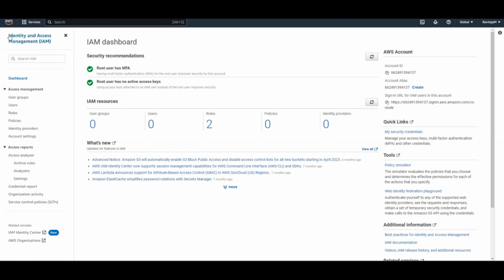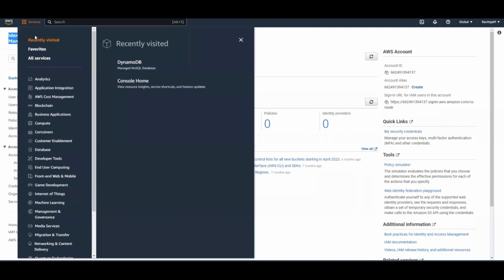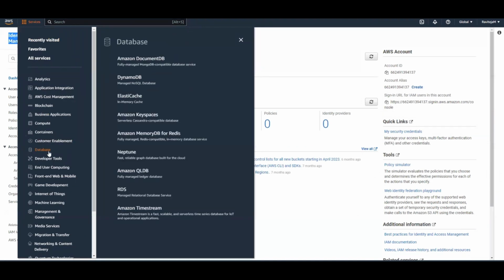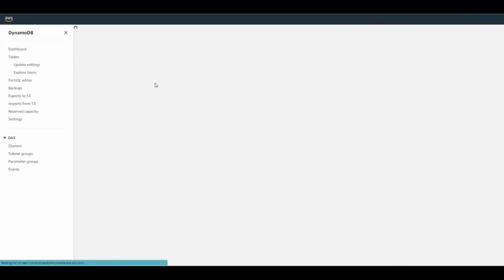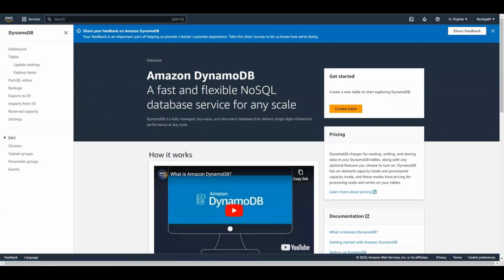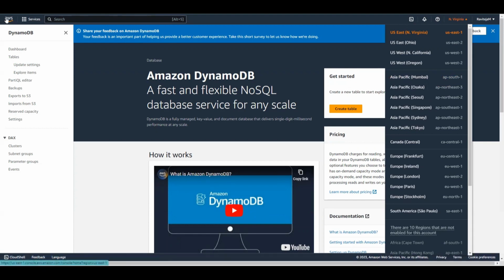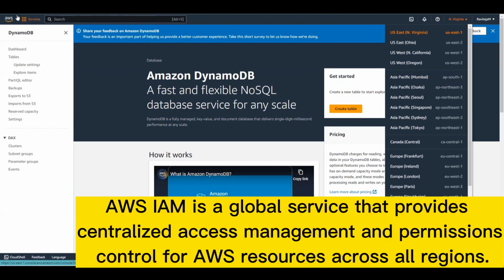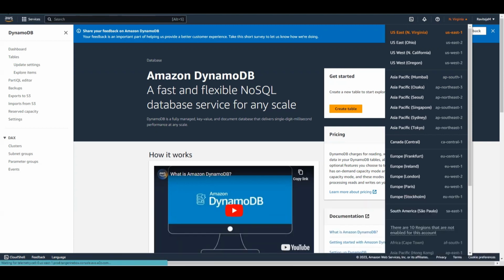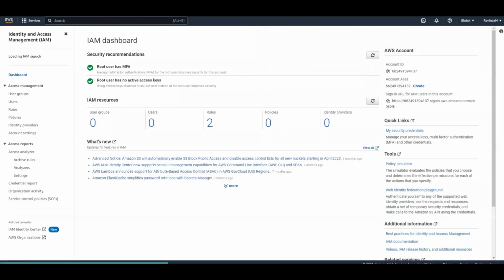Before that, if you see Identity and Access Management, you see it's global. For example, let us select a database, DynamoDB. In this case, you can see it's in North Virginia, so it's not global. This is specific to this particular region. But whenever you select IAM roles, it's global. That is the difference between a normal service and IAM roles. So let me go back here, and let's talk about the different types of policies that we have.